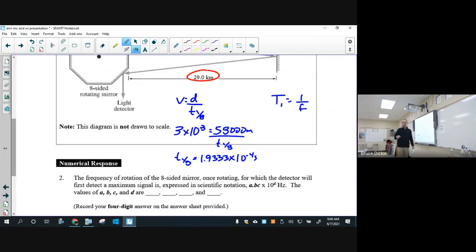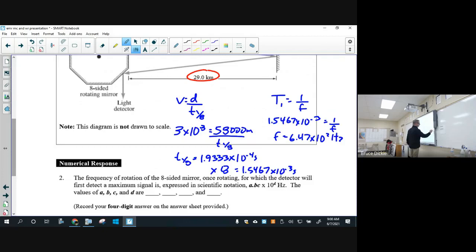We know when we solve one of these problems, we always get a t, but it's never the one we want. We have to convert it to the other one. We're going to do that by multiplying by 8. Little t to big T, multiply by 8. That gives us 1.5467 times 10 to the negative 3 seconds. So let's sub that in. 1.5467 times 10 to the minus 3 equals 1 over f. Cross multiply there, and f gives me 6.47 times 10 to the 2 hertz.